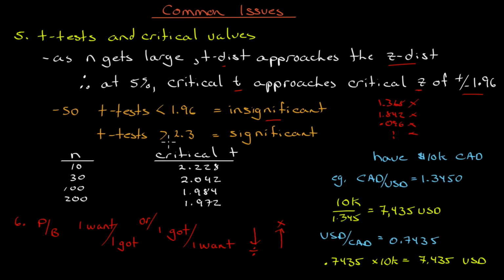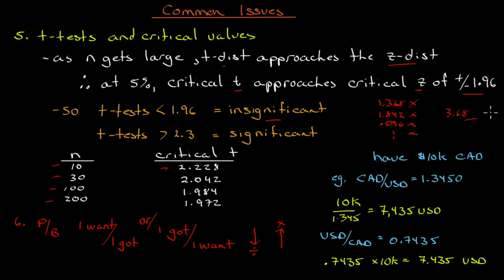T-tests greater than 2.3 on average will be significant. It would be difficult to have a critical t-value greater than 2.3. And let me show you what we have here. Here are different values of n, 10, 30, 100, and 200. At n of 10, the critical value is 2.228. So if we see a t-test and it's 3.68, I don't even need to look up a critical t. 3.68, that's going to be significant.